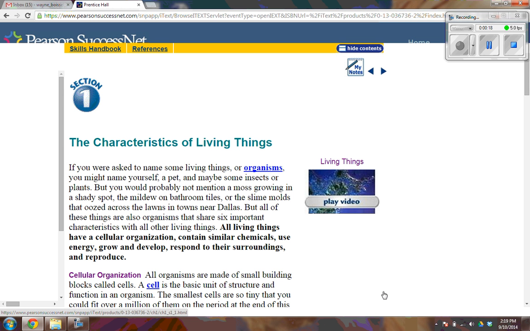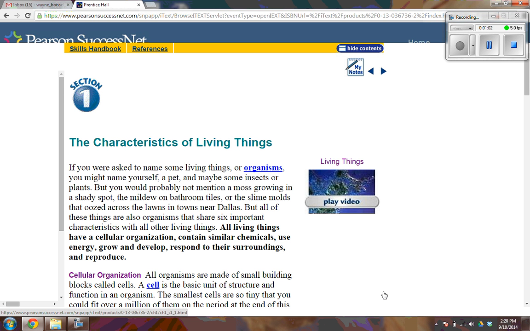If you were asked to name some living things or organisms, you might name yourself, a pet, and maybe some insects or plants. But you would probably not mention a moss growing in a shady spot, the mildew on bathroom tiles, or the slime molds that ooze across the lawns in towns near Dallas. But all of these things are also organisms that share 6 important characteristics with all other living things. All living things have cellular organization, contain similar chemicals, use energy, grow and develop, respond to their surroundings, and reproduce.